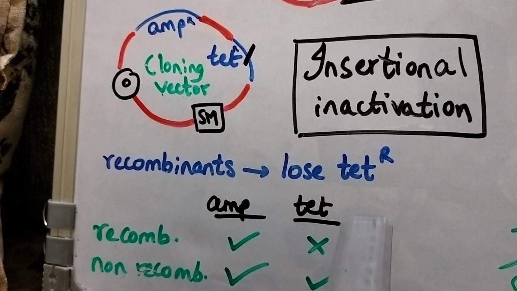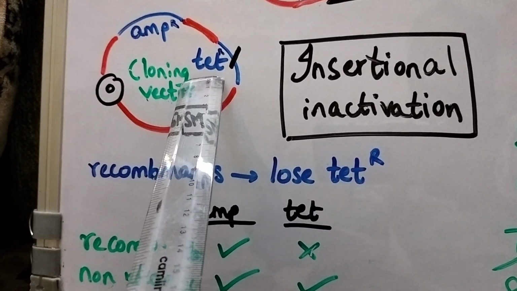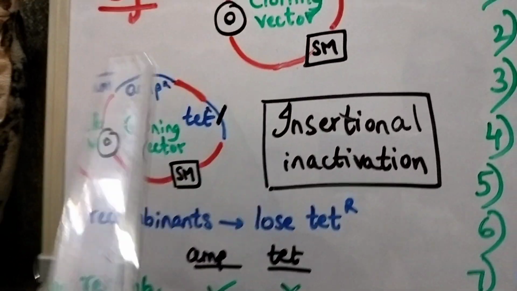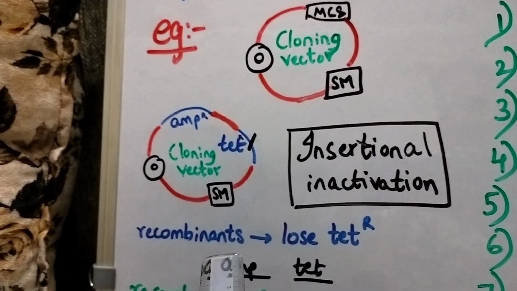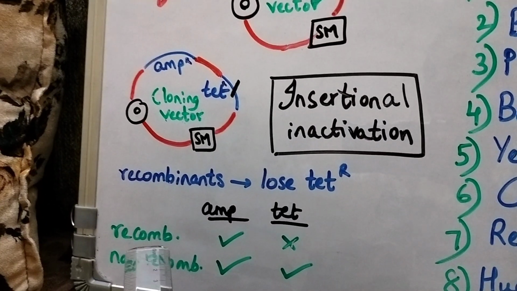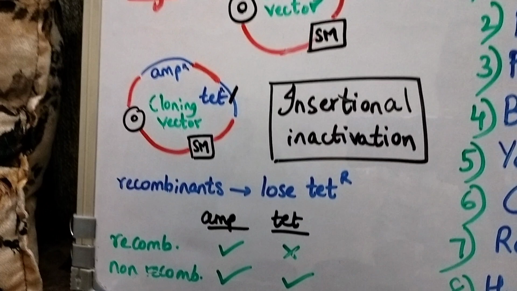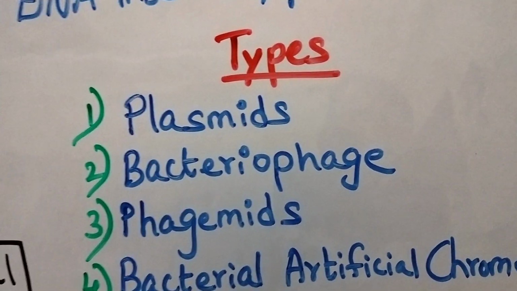This phenomenon of losing the resistance because of the insertion of a foreign DNA is called as insertional inactivation. Hence, the presence of MCS or the multiple cloning site here helped us to differentiate between recombinants and the non-recombinants in a visible manner. Now coming to the types of cloning vectors.